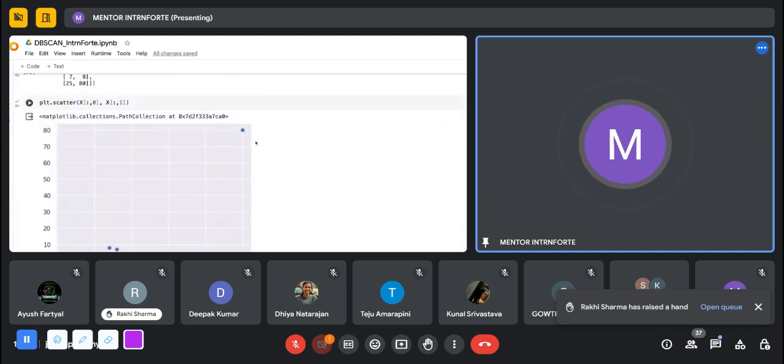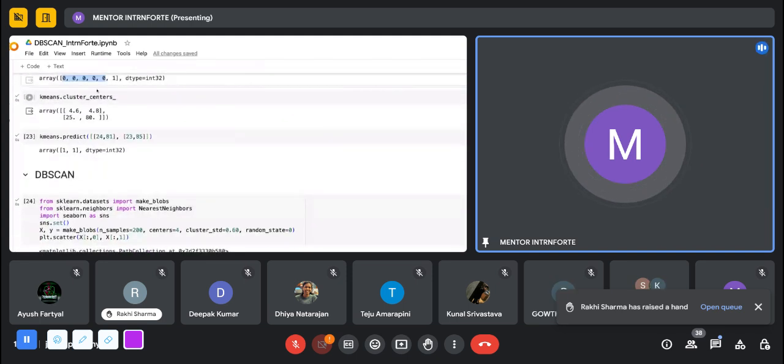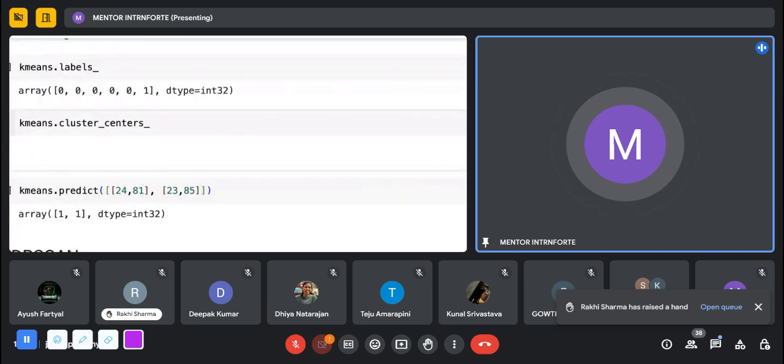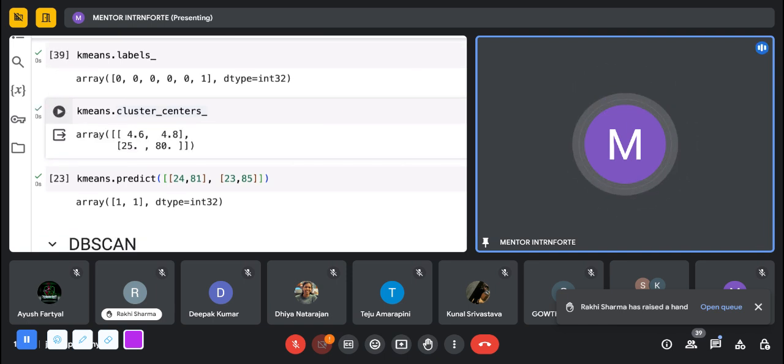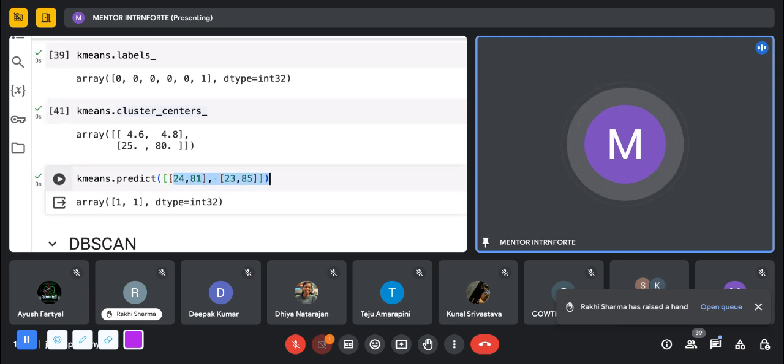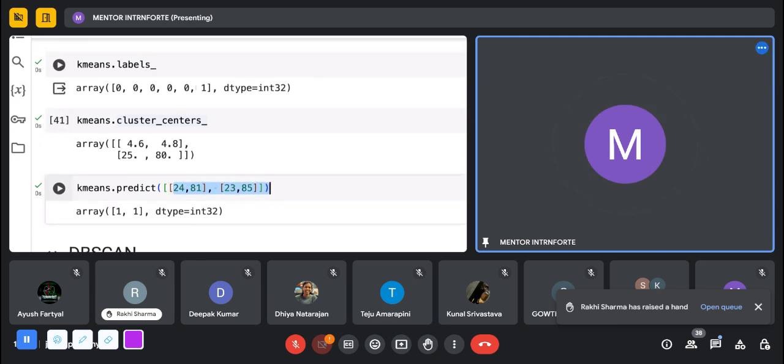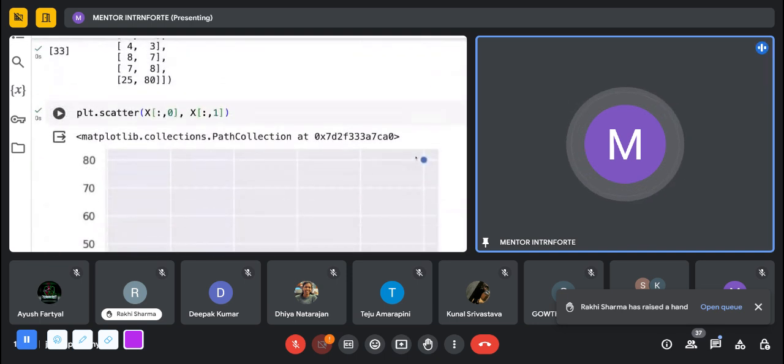All these are ones. One point is there, that is also one. And if you do kmeans.cluster_centers_, you will get the center of k-means also. Now if you want to predict a new point, it will just calculate the distance from this and put them in that cluster. So obviously if you put these points, it will be part of this cluster because this is closer to the point that you are seeing over here.